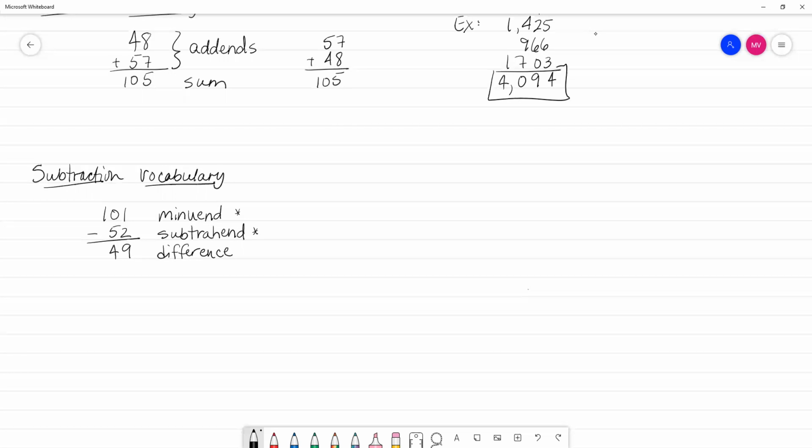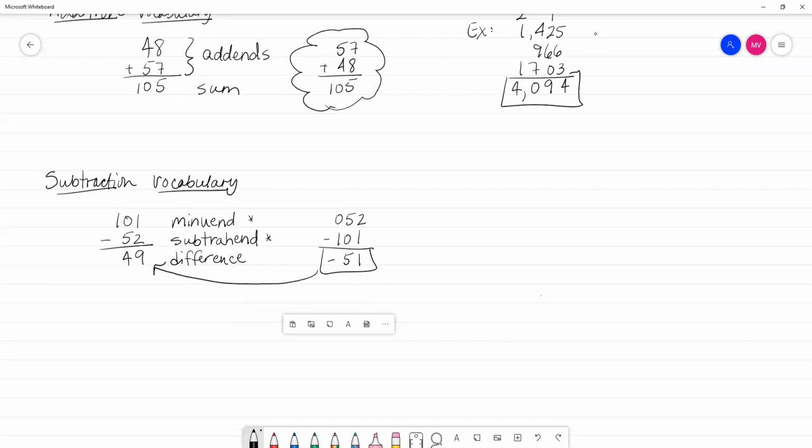That's important when you look at the example we did up here with addition, where you can do it in any order. With subtraction, you can't do that. 52 minus 101 is a very different number. In this case, we have 2 minus 1 is 1. 5 minus 0 is 5. And then what's 0 minus 1? This actually gives us a solution of negative 51. So very different answer than a positive 49, which is our correct answer. So that's why you need to be very careful with subtraction.